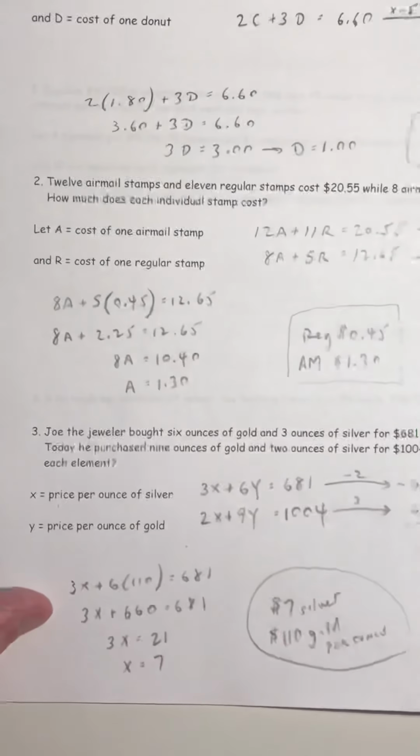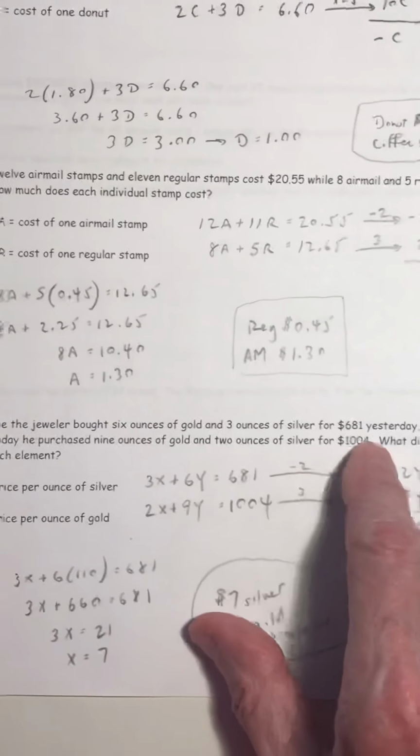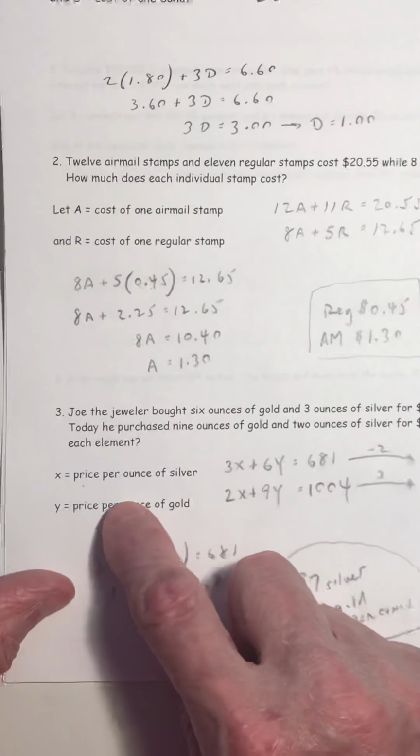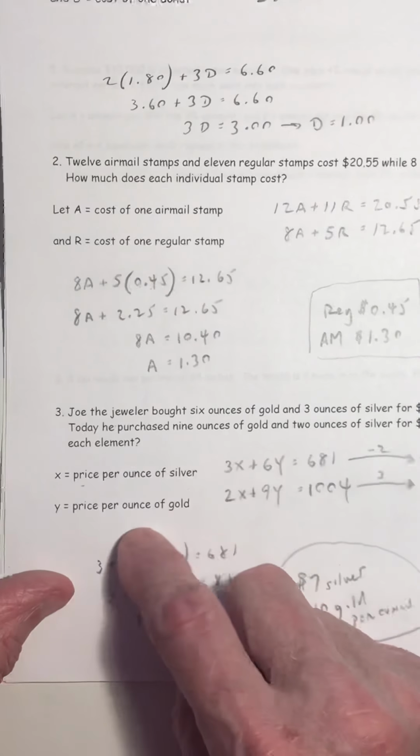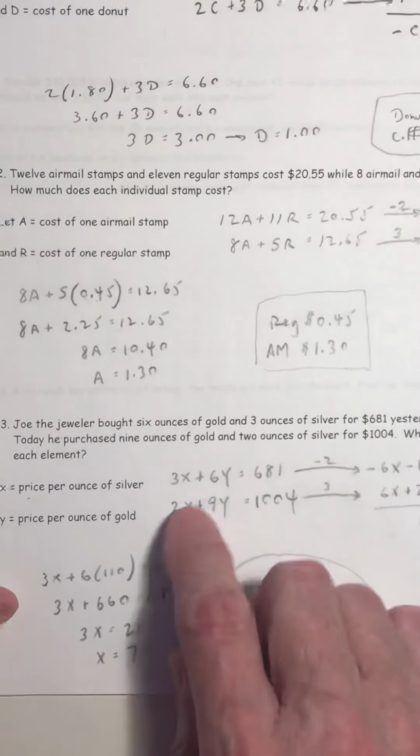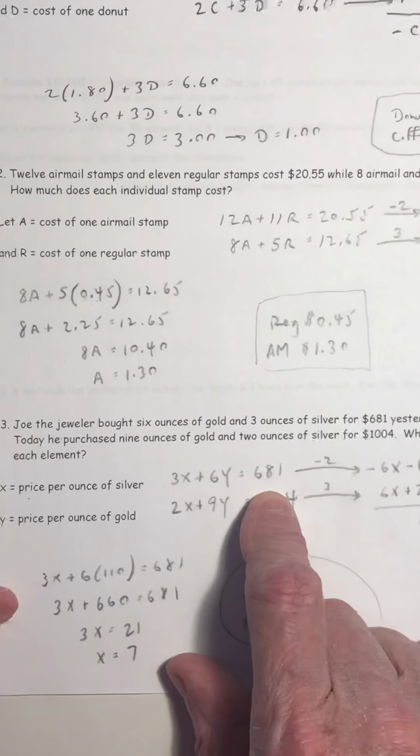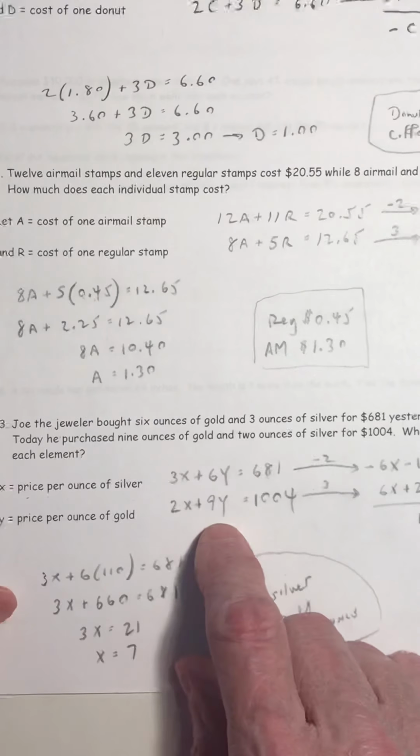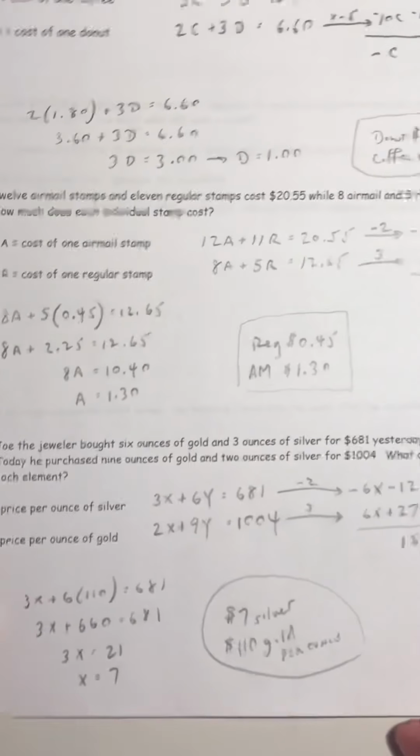And lastly, Joe the jeweler bought 6 ounces of gold, 3 ounces of silver, and he used X for the price of silver per ounce and Y for the price of 1 ounce of gold. So here's 3 ounces of silver and 6 ounces of gold was $681, and then 2 ounces of silver and 9 ounces of gold was $1,004.